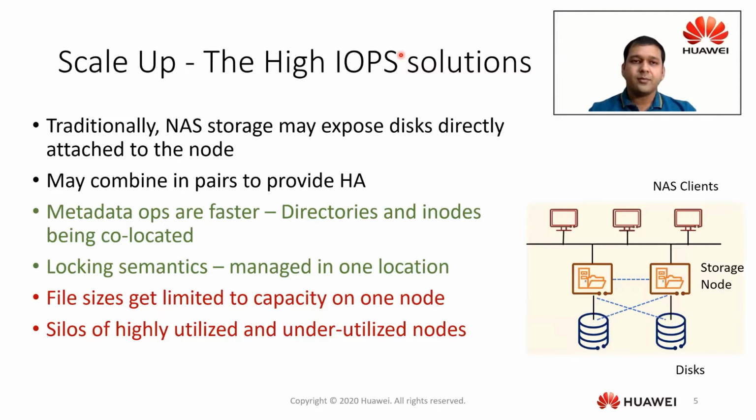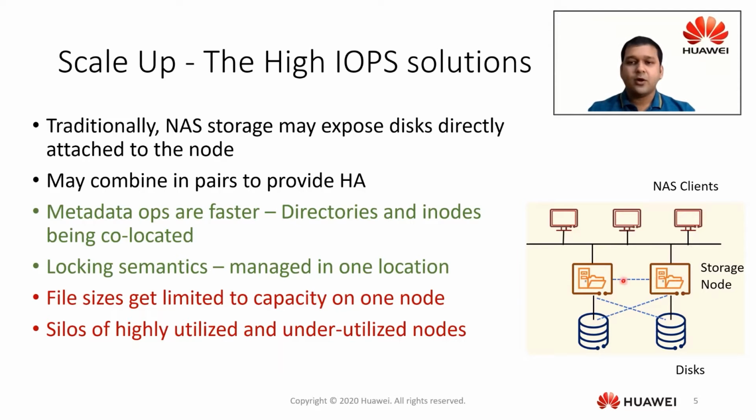So starting from the traditional deployments of storage. Traditionally, the NAS storage used to comprise of a single node or a pair of nodes. So the disks would be directly attached, as you can see here, to the NAS box. And what it would expose as a file system would be something that's resident on these disks. So some vendors would actually combine pairs of these storage devices to provide an HA or a high availability pair.